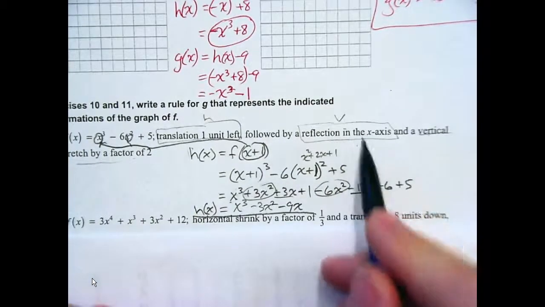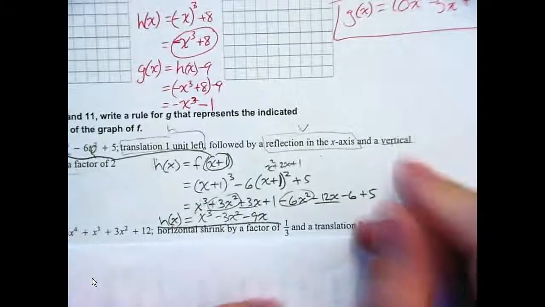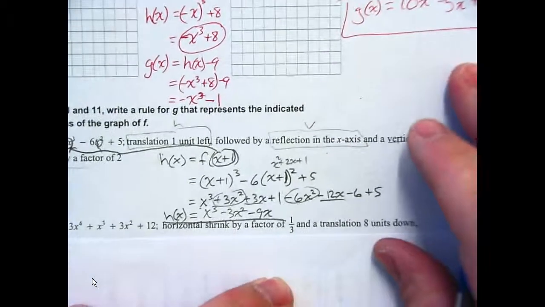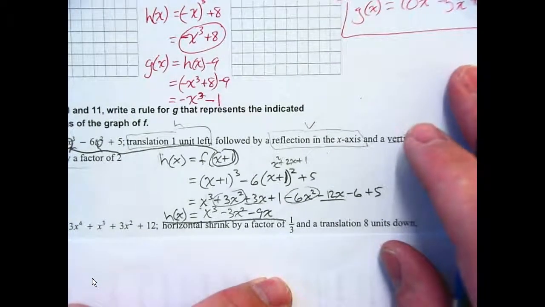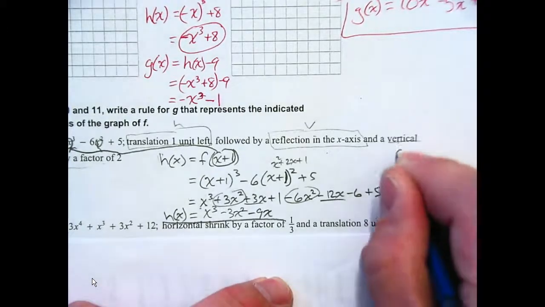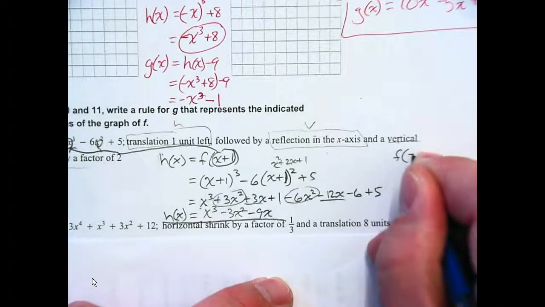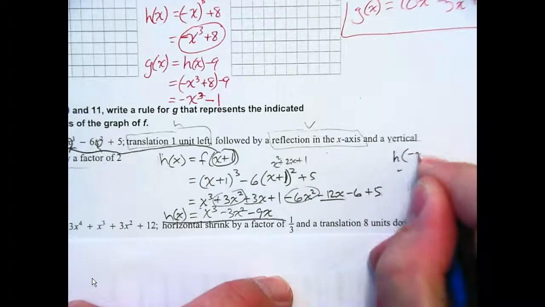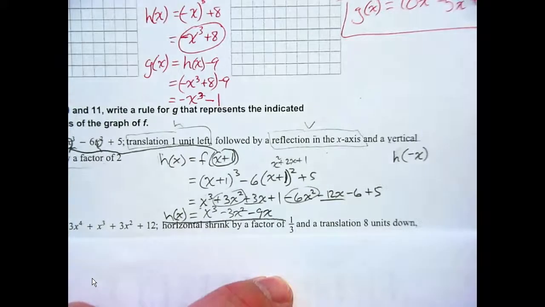Followed by reflection in the x-axis. Reflection in the x-axis. I can't hear you. Yeah, so it would be f of, or yes, in this case it would be h of negative x, right? Is that right? How many say yep? That's good?